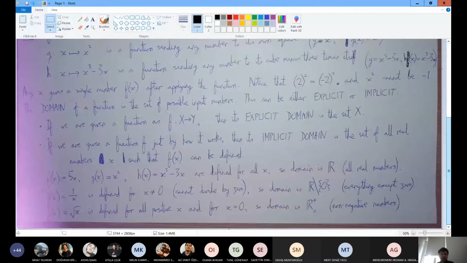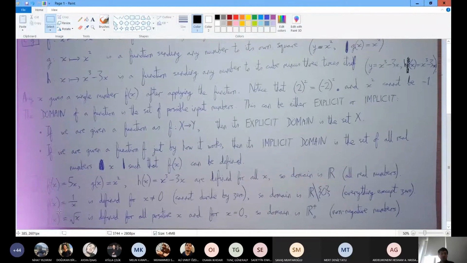But not all functions are defined everywhere. So you can have a function f of x equals 1 over x, and this is not defined at x equals 0, because you cannot divide by 0. 1 over 3 is defined, 1 over minus 3 is defined, 1 over 7 is defined, 1 over pi is defined, 1 over 0 is not defined. So for all real numbers except 0, this function is okay. So that means the domain is everything except 0. It's real numbers without just 0.